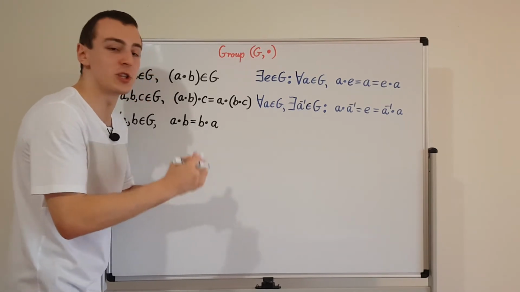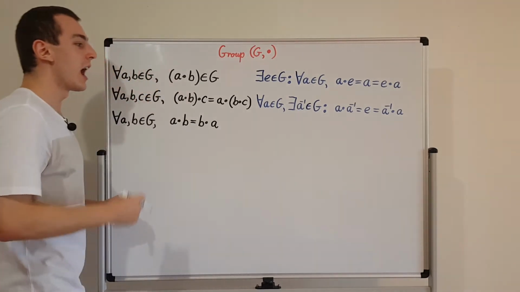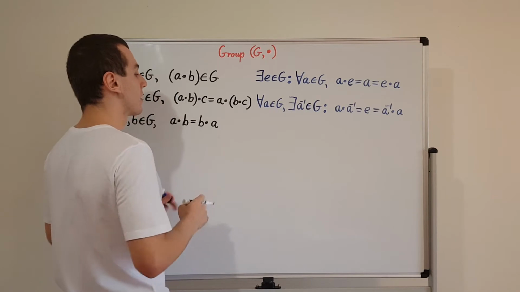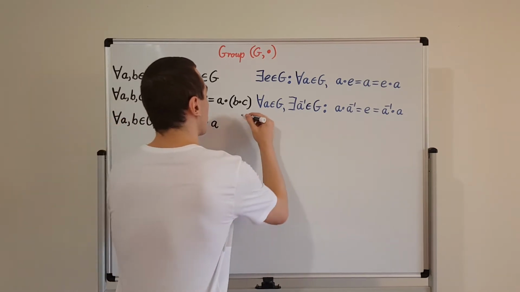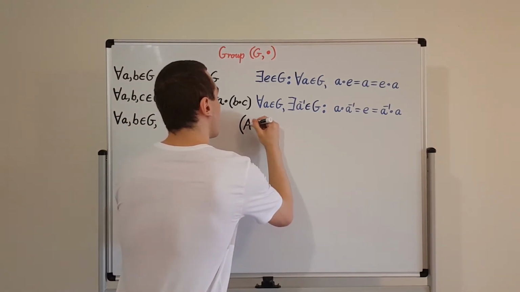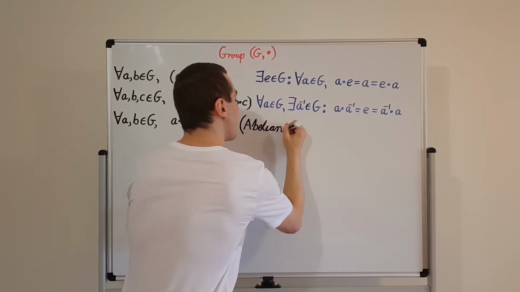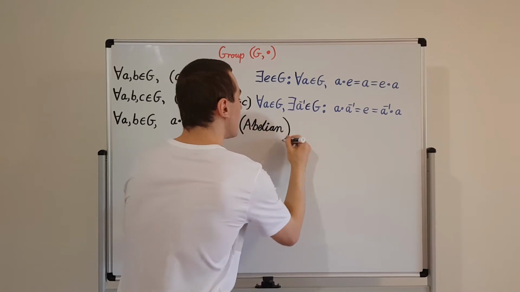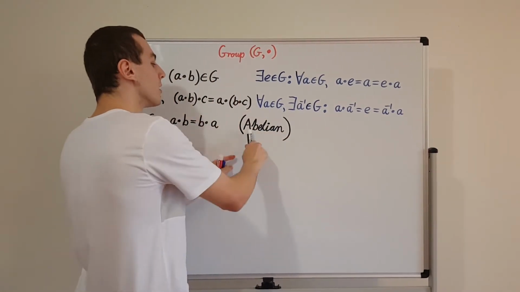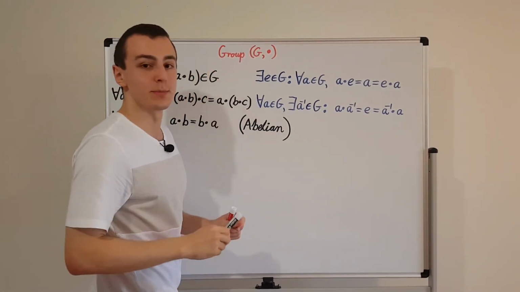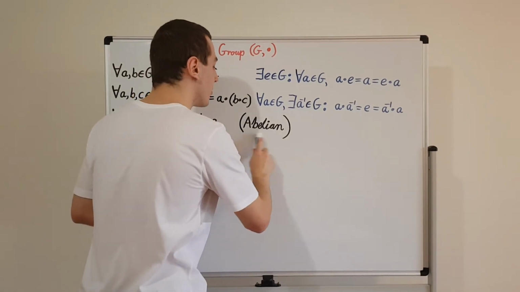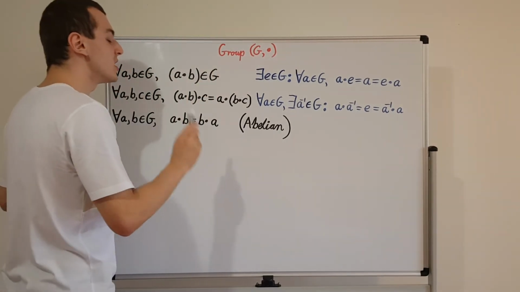If it satisfies commutativity, then it's a commutative group. Another name for this property is actually an abelian group. So I'll write in brackets over here, abelian. So an abelian group is the same as a commutative group. Those are just two different names for the same thing. And Abel, that's the name of a famous mathematician. So an abelian group over here, that is the same as a commutative group.